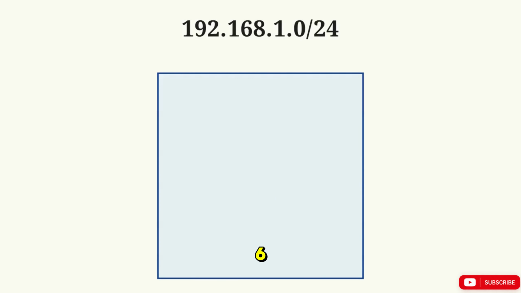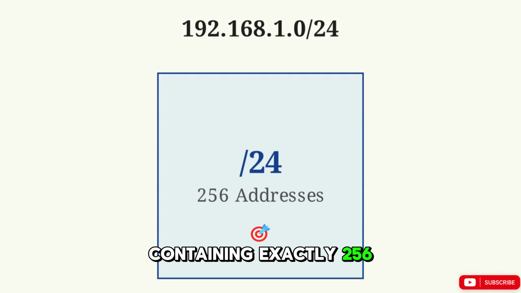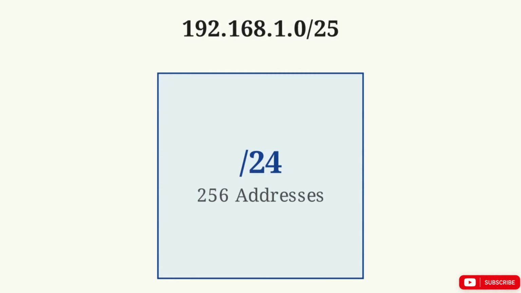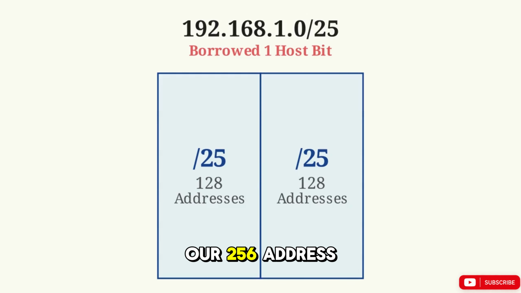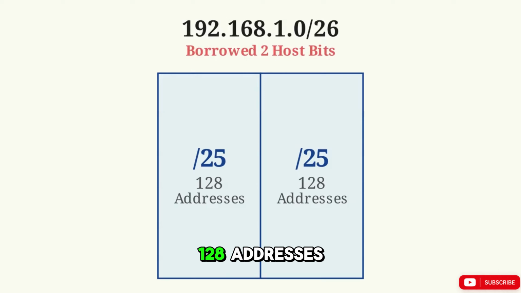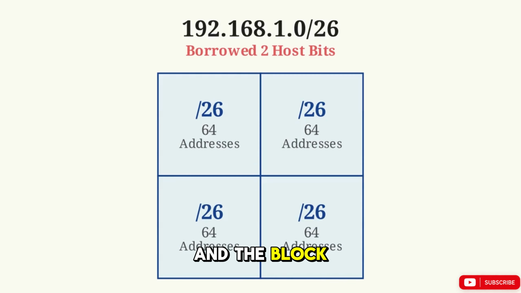Let's visualize a standard 192.168.1.0/24 network. It forms a single block containing exactly 256 total IP addresses. By changing that mask to a /25, we borrow one host bit. That physically slices our 256 address block in half, giving us two separate networks of 128 addresses. Move the prefix to a /26, and the block slices again, creating 4 distinct networks, each containing 64 addresses.